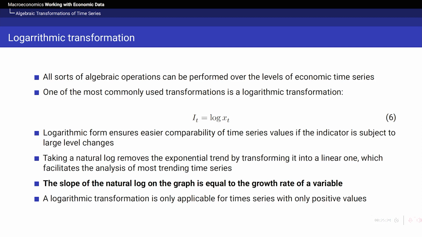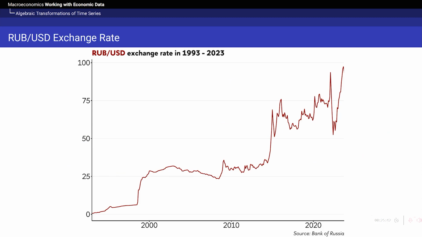Consequently, the slope of the log level of a time series on the graph is equal to its growth rate. Keep in mind that the log transformation is applicable for time series which can never take zero or negative values. The log level form of a time series is sometimes one of the best ways to visualize the data.